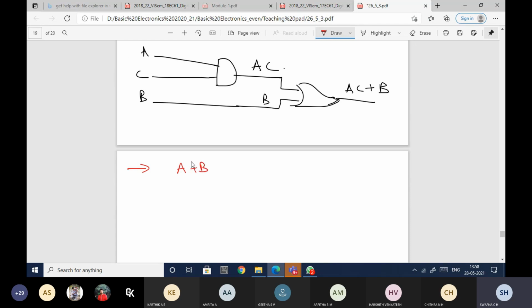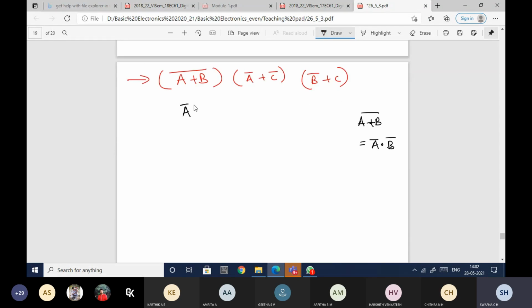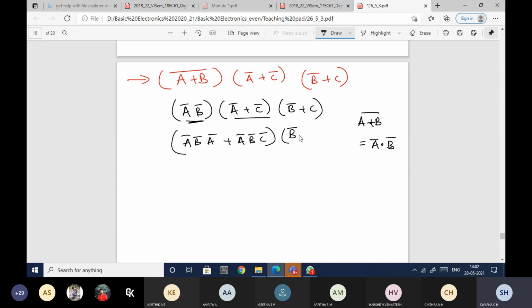A plus B whole bar into A bar plus C, into A bar B bar into A bar plus C bar into B bar plus C. Okay, so what I'll do, I'll just multiply this term inside this. So it will become A bar B bar A bar plus A bar B bar C bar into B bar plus C. Here A bar is twice, it will be A bar only. So A bar B bar plus A bar B bar into C bar B bar plus C.